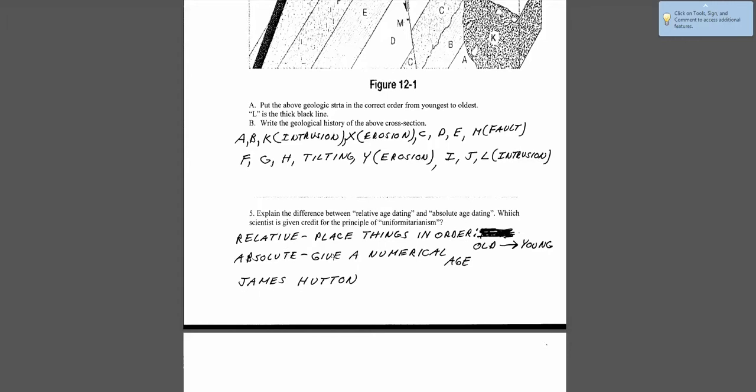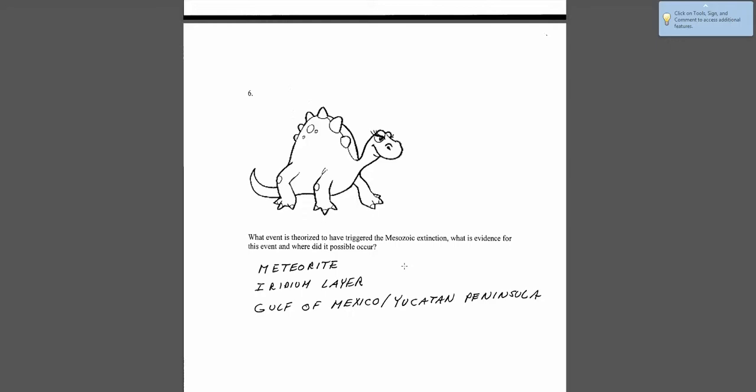The scientist that's given the credit for uniformitarianism and is also the father of modern geology is James Hutton. Next, the dinosaur, which is a Mesozoic extinction. What is the evidence? Well, we talked about a meteorite hitting the Gulf of Mexico near the Yucatan Peninsula, throwing up all this ash into the atmosphere, which covered the atmosphere, and we got rid of photosynthesis. We went through the whole idea of the plant eaters dying out, therefore the meat eaters dying out. But the evidence is this layer of iridium ash, which is found all around the world.